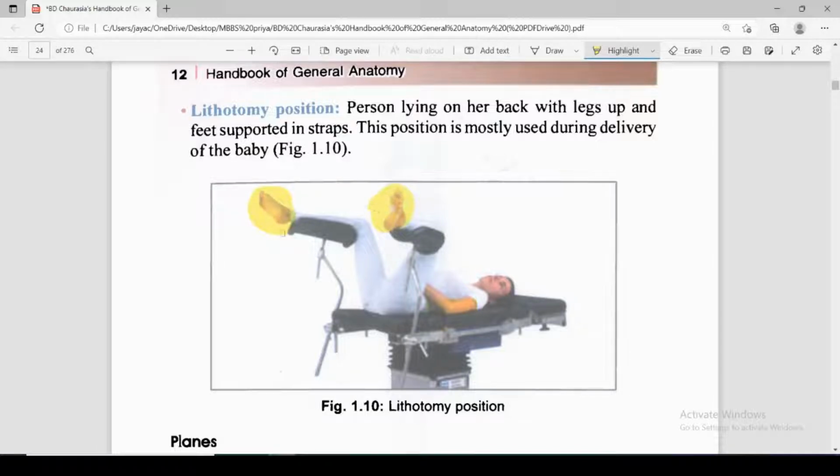The legs are up with the feet supported with the strap. So this is the strap.